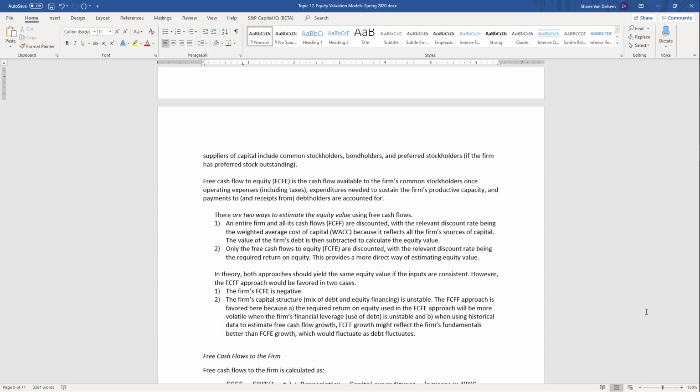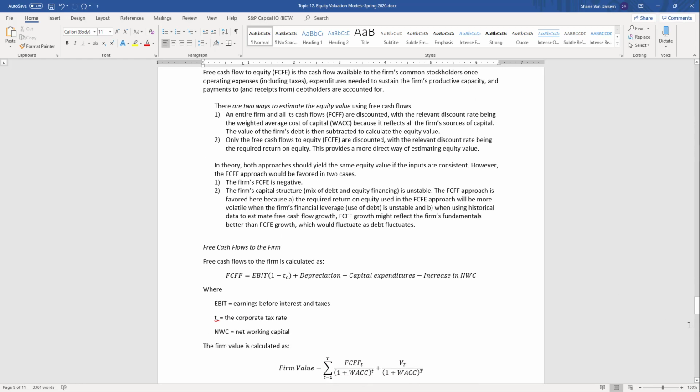value of the firm. And the second reason is that when using historical data to estimate free cash flow growth, the FCFF growth might reflect the firm's fundamentals better than the FCFE growth, which would fluctuate as debt fluctuates. So the first one, and the one we're really going to focus on, is the free cash flow to the firm. I'm going to work through an example of it with you here.